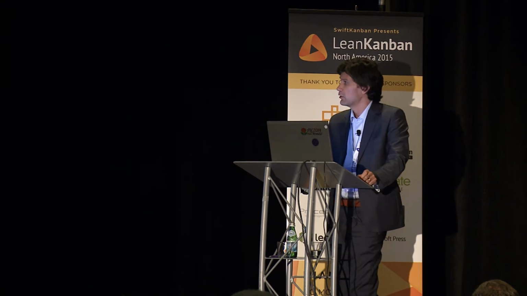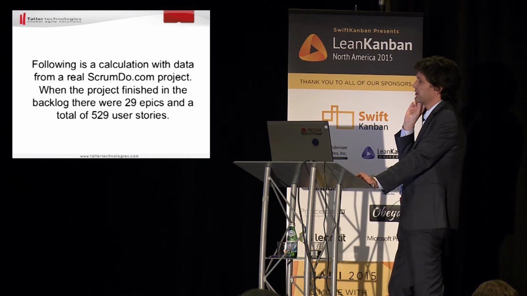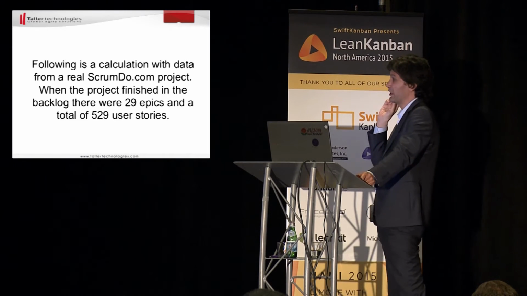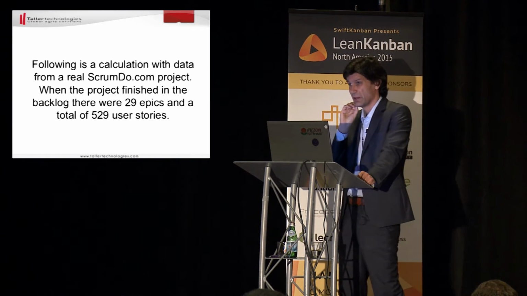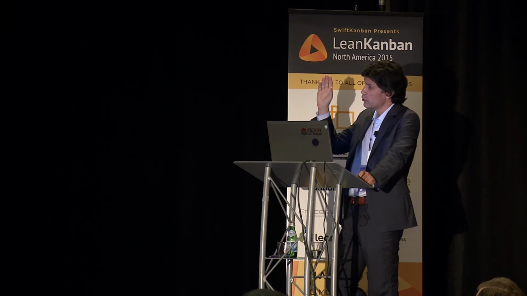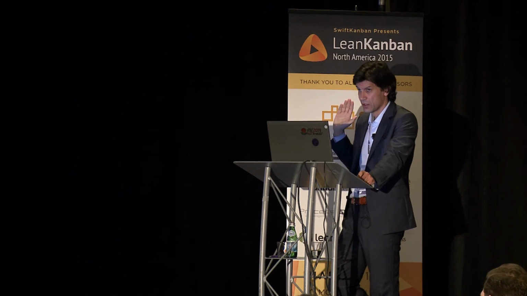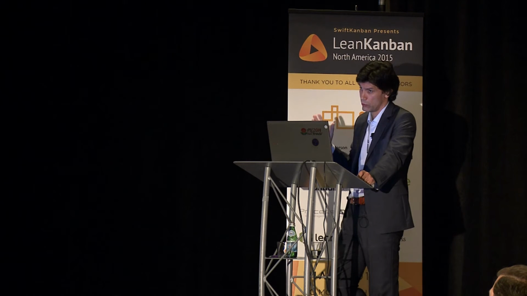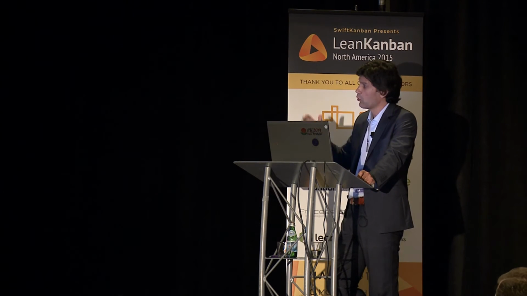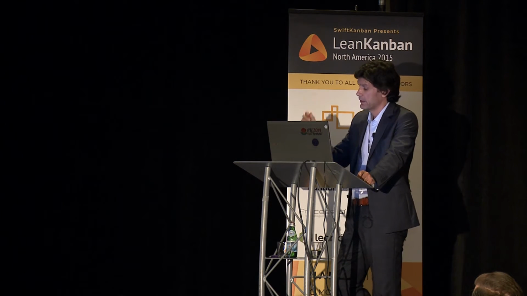And here is a calculation, one of the projects from the Scrum Do data. The project had 29 epics and a total of 529 user stories. So that's the historical data. So assume that we had to size this particular project in the normal way, which is actually to analyze all epics, to break down all the epics into user stories. So it's a bit of work.